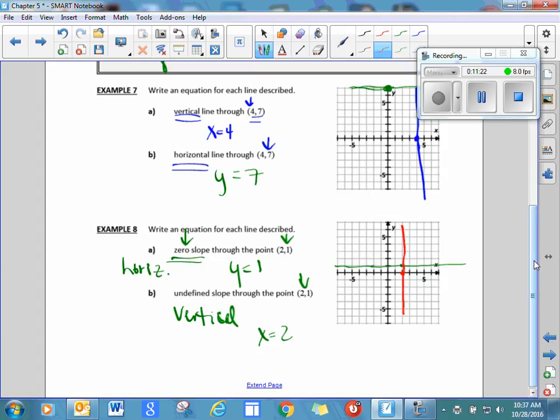So these are some special exceptions. These are a little bit different than the ones that have both an x and a y in there, but you'll just want to be looking for perfectly horizontal and vertical lines.